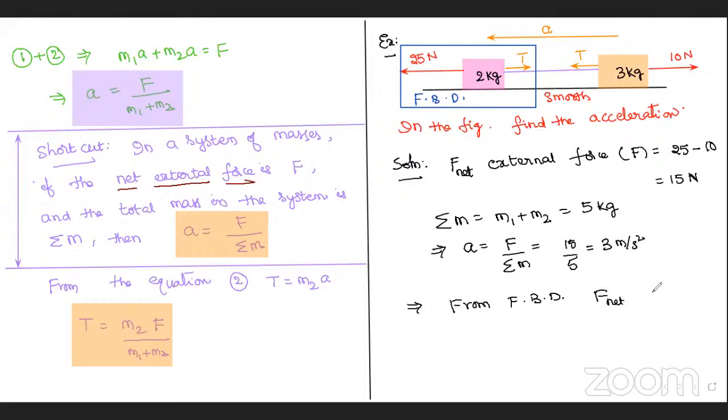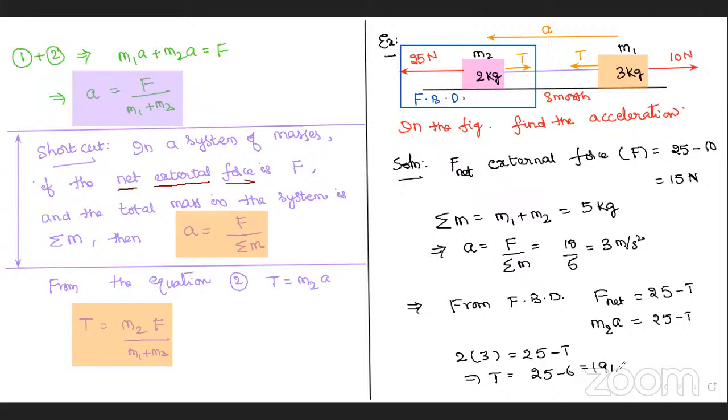F net is equal to, I'm taking here 25 minus T, and F net is equal to the formula M into acceleration. The mass of this one, that is M2 into acceleration, is equal to 25 minus T, where M2 is equal to 2 kg. I write it as M2 here and I write there M1. So 2 into acceleration, already I got here 3. 2 into 3 equals 25 minus T. Therefore, I am getting T equal to 25 minus 6, that is equal to 19 newtons.